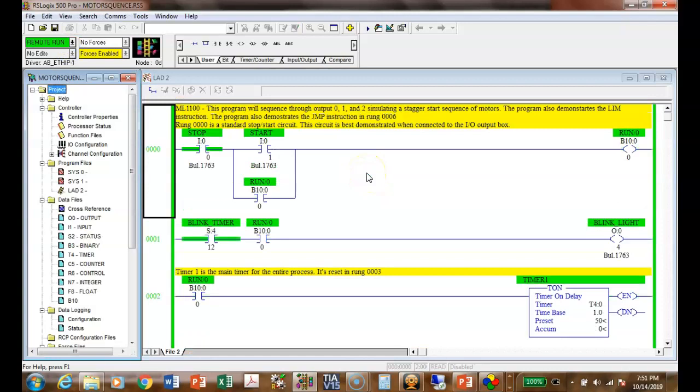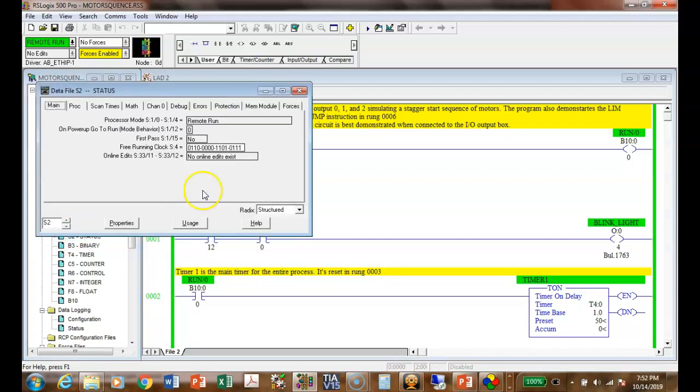Okay. And this is S4. This is the free running clock. We can see this, not in this status, I think. Yeah, it is. So here's that free running clock right here. Of course, you can't keep up with it. Can y'all see it? No.